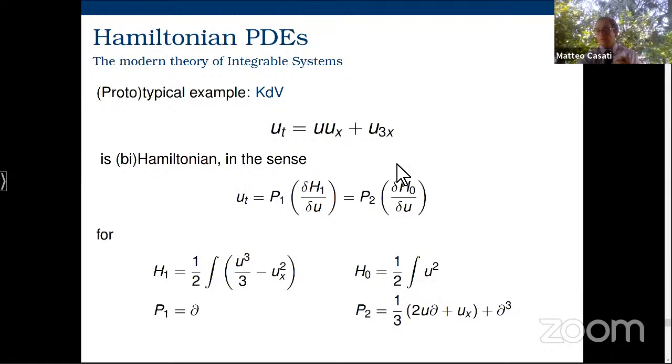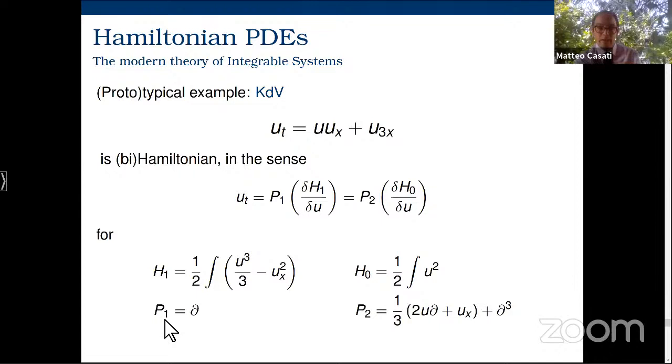And this equation is Hamiltonian, in the sense that you can write the equation of motion, think of it a little bit like your Hamiltonian vector field, as an operator P1. By Hamiltonian means that you can do it in two different ways, of course, an operator applied to the variational derivative of a local function. This is the same idea as in classical mechanics with Hamiltonian vector fields, where you apply your Poisson bivector to the gradient of your Hamiltonian functions. And this is how it is for KdV.